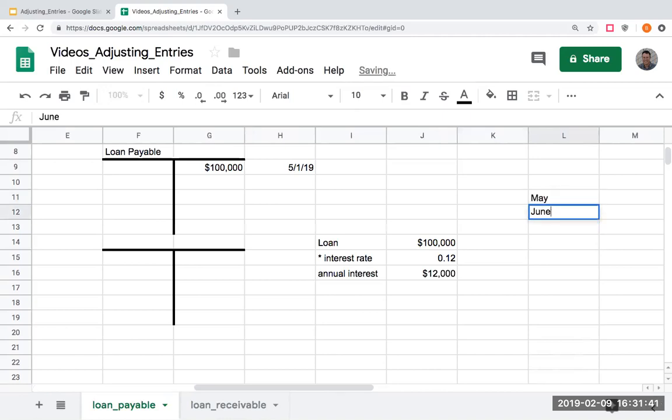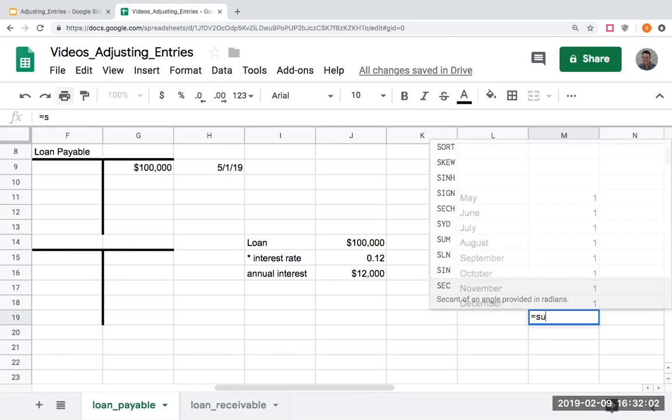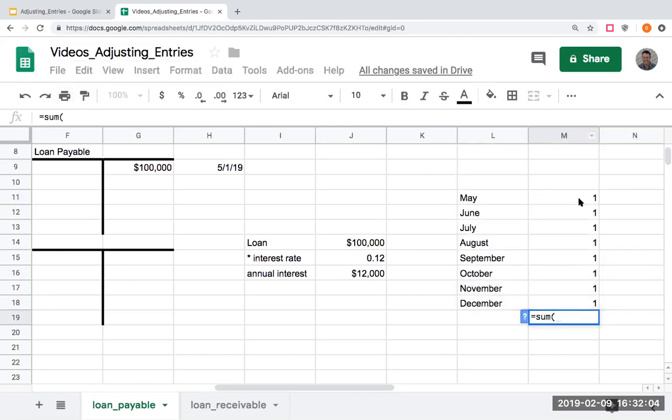But we have May, June, July, August, September, October, November, December, and we got 1, 1, 1, 1, 1, 1, 1, 1, boom. Okay, so right over here, I have a total of 8 months that I borrowed this money for.